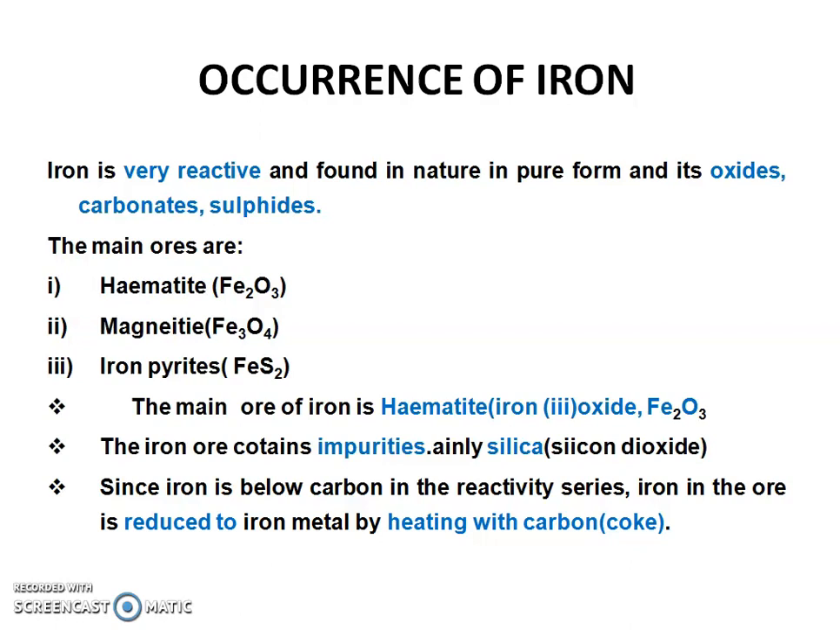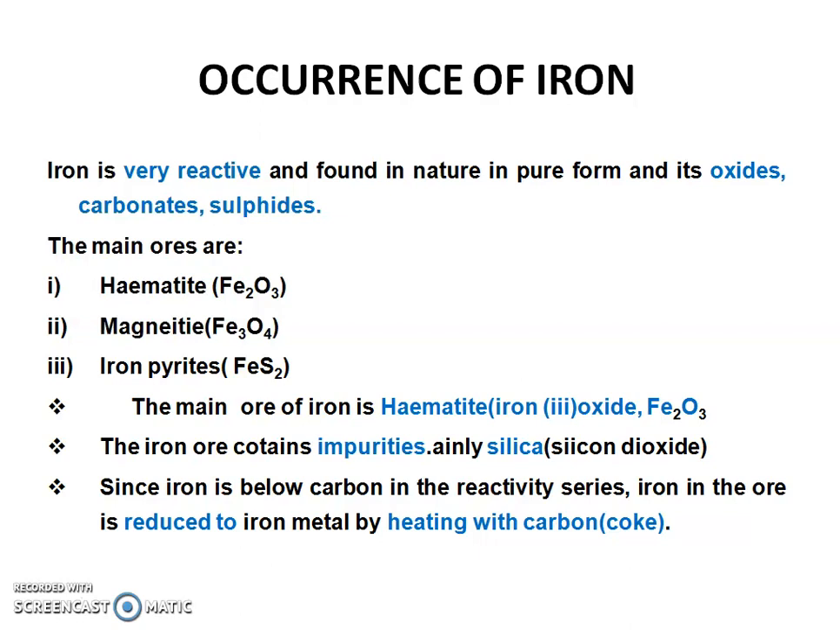Before going through the extraction process, we have to learn what are the main important ores of iron. Iron is very reactive. We know that iron comes after carbon. It's found in nature in pure form, and in other ores like oxides, carbonates and sulfides, and it comes in second position in occurrence in the earth's crust.